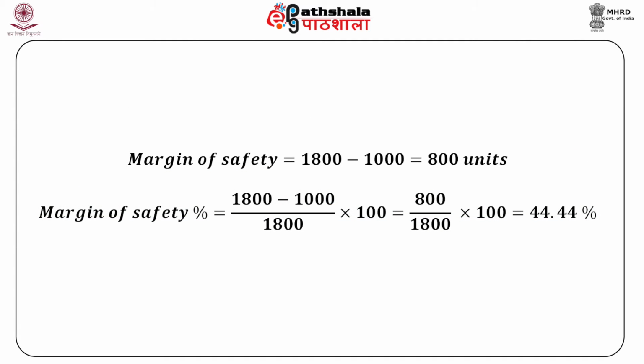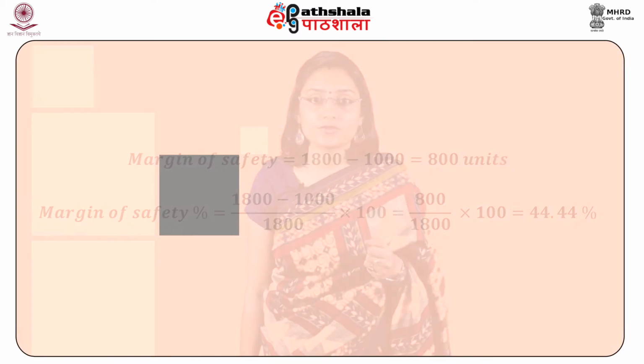Now, refer to figure 1 and suppose the firm produces 1800 units and the break-even output is at 1000 output as per the above figure. Then the margin of safety will be 1800 minus 1000, that is 800 units, or margin of safety percentage would be 1800 minus 1000 divided by 1800 into 100, which gives 44.44% of margin of safety percentage.